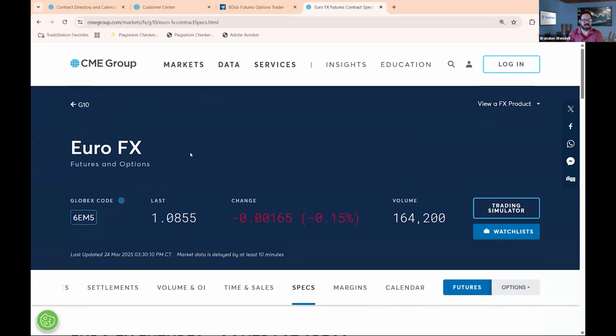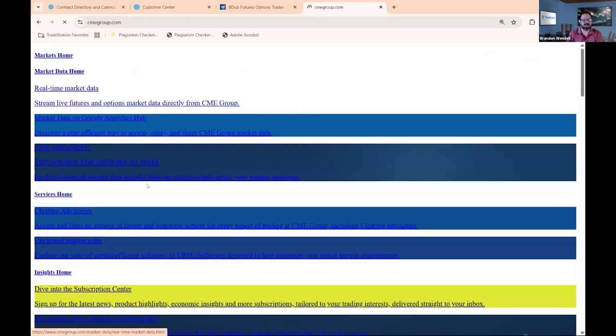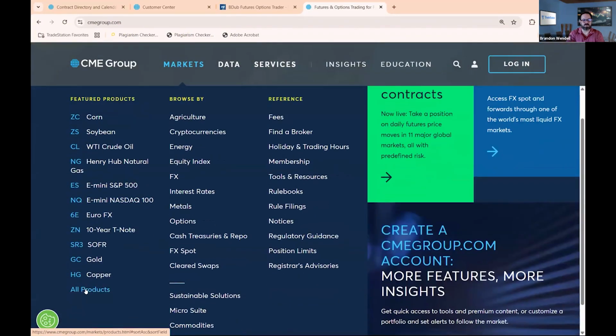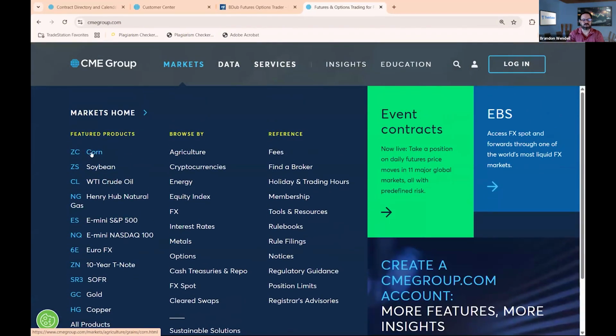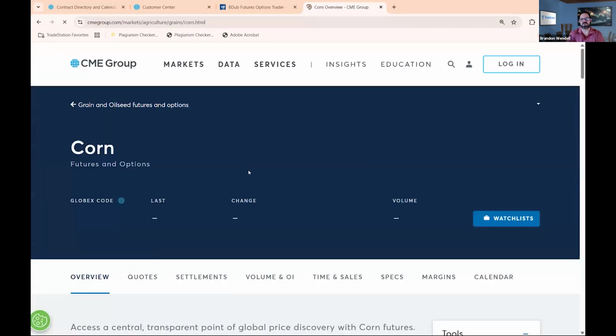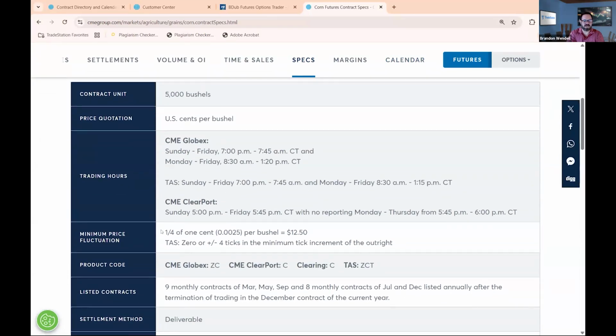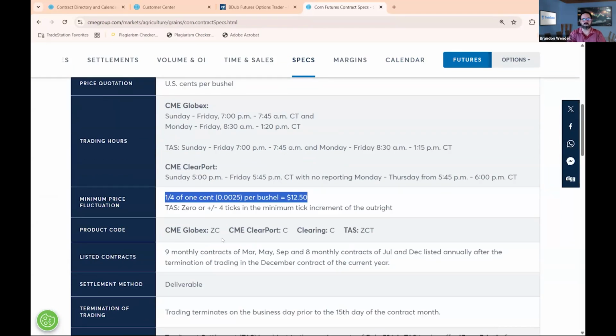Or if I wanted to trade, let's see, go back, corn, markets on the homepage, and you can search, there's all products, but I can just simply go to corn, and again, click on contract specs. It's 5,000 bushels that we're trading. And right here, the minimum fluctuation is 12.50. That's 1/4 of a penny. So 1 penny or 1 point would be $50 again.